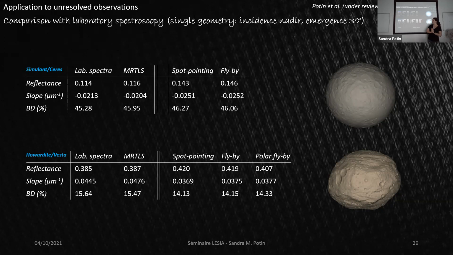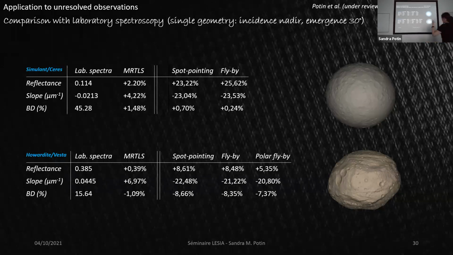But what we want to see is how the shape affects the spectroscopy compared to the laboratory measurements. So these are exactly the same values relative to the measurements in the lab. And here we have an increase of reflectance of 23%. We have a decrease of the slope of 23%, and these values here are not negligible. In the case of Vesta, we have an increase of 8% of reflectance, again not negligible, and for the slope, we have a decrease of 20%. So we have a strong effect of the shape and the topography of an asteroid that differs a lot from what we can measure in the lab.